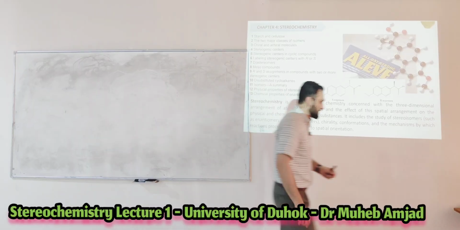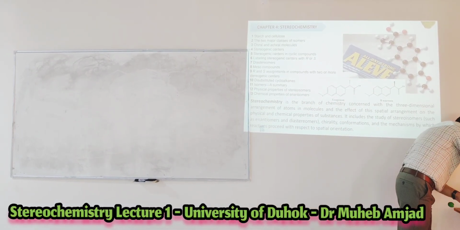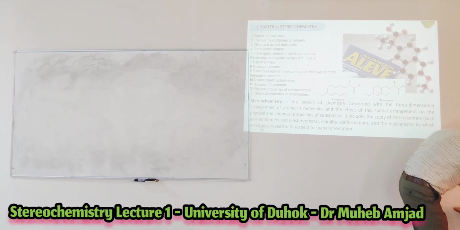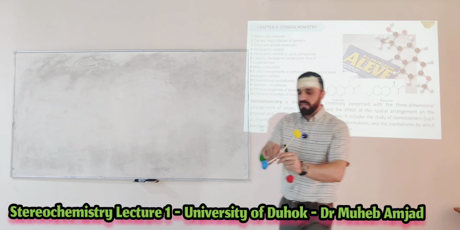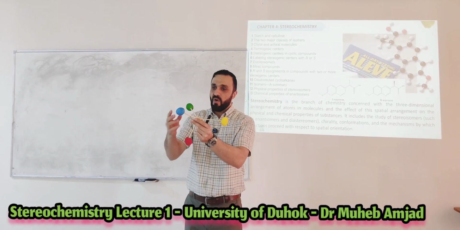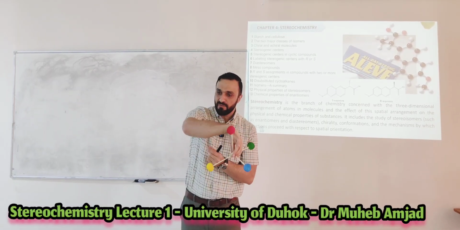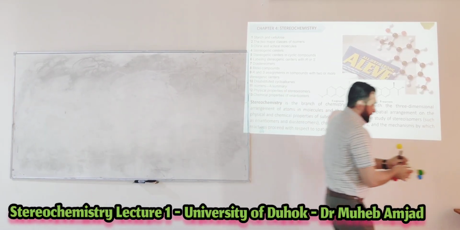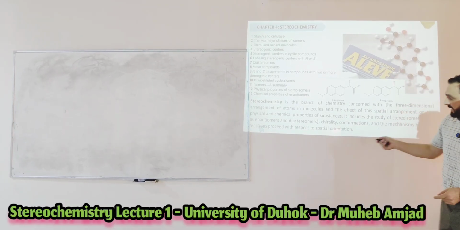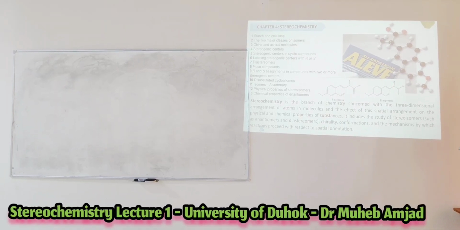If we say, for example, this is the configuration, and this is the leaving group. If the nucleophile attacks from the back side, all of this will be the inverse of the configuration, okay? So, this is the meaning of the mechanism. It is also important for the mechanism of the reaction. Okay, this is the short definition of stereochemistry.